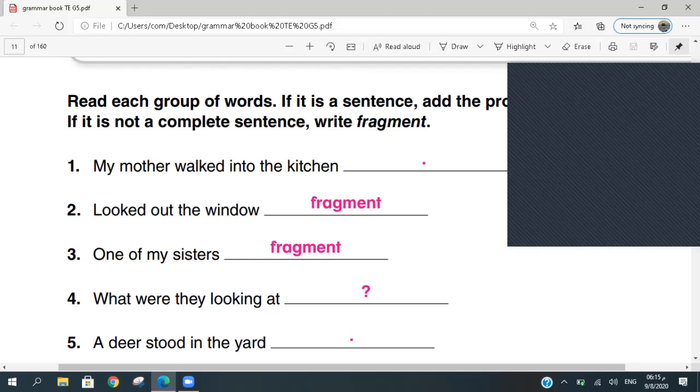I can't start the sentence with a verb. Can I say, for example, studied English? Do you know who studied English? We don't know. Is it Tanya? Is it Raghda? We don't know, right? So the subject is missing. If the sentence is not complete, what do we call it? A fragment. Okay, great.